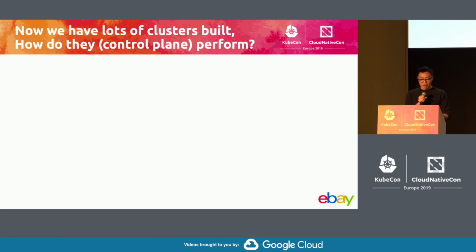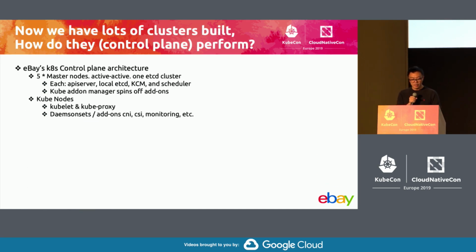Okay, now we have lots of clusters built out there, but how do they perform? So let's take a quick look at eBay's Kubernetes control plane config. We run 5 masters, active, and they are making one etcd cluster. And each node is running API server talking to its local etcd. We have, of course, controller manager, scheduler running on the same node, and we're running add-on manager. And all of those control plane bits are managed by Salt because they are static pods.